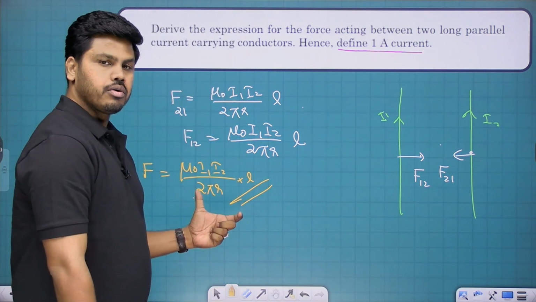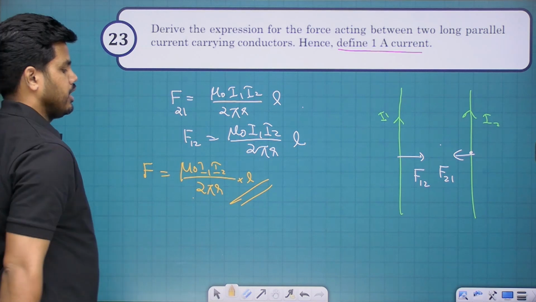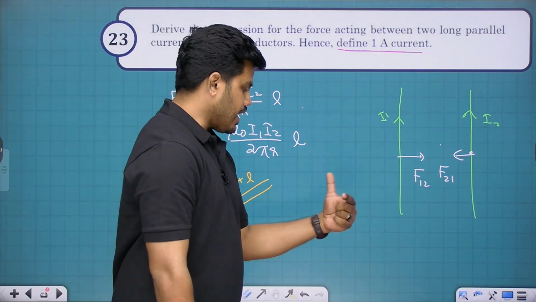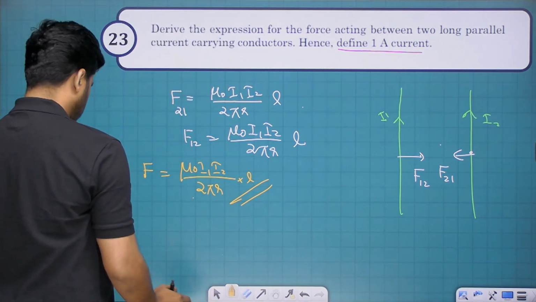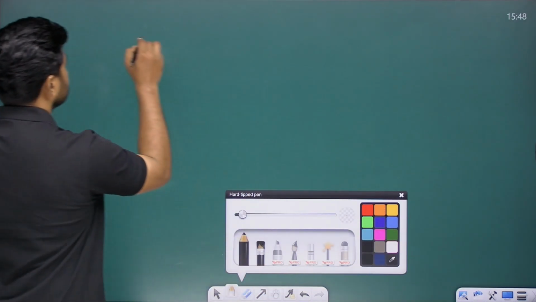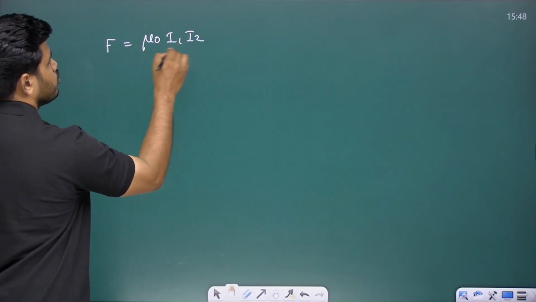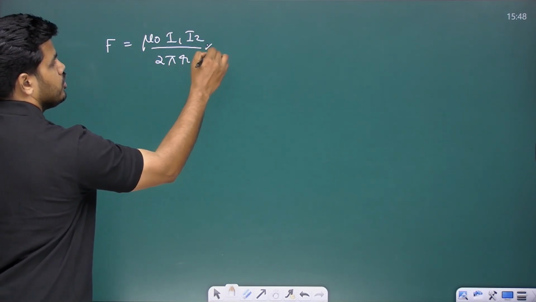This is the final expression we got. Then force per unit length is going to be, taking L to the LHS, mu naught I1 I2 by 2 pi R. Using that force, we have to define 1 ampere. How did we define 1 ampere? To define 1 ampere, we have to consider the force F is equal to mu naught I1 I2 by 2 pi R into L.